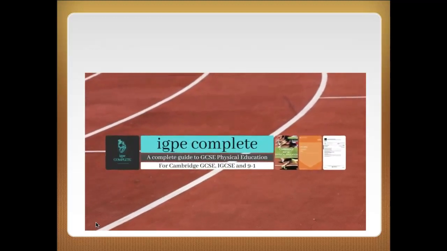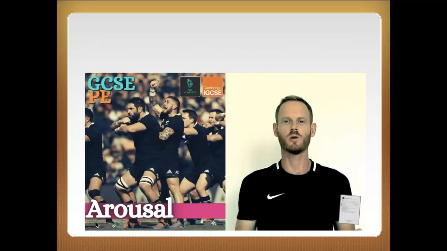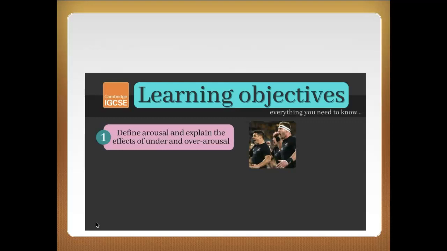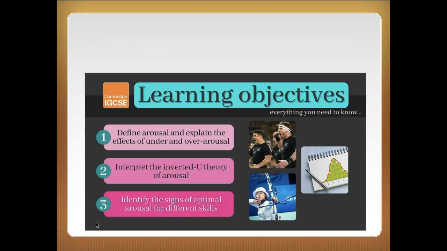Hello and welcome to another complete Cambridge IGCSE PE lesson, the third topic in Chapter 9, Arousal. As always, we'll cover absolutely everything you need to know for your exam, and today you need to be able to define arousal and explain the effects of under and over arousal, interpret the inverted U theory of arousal, and identify the signs of optimal arousal for different skills.